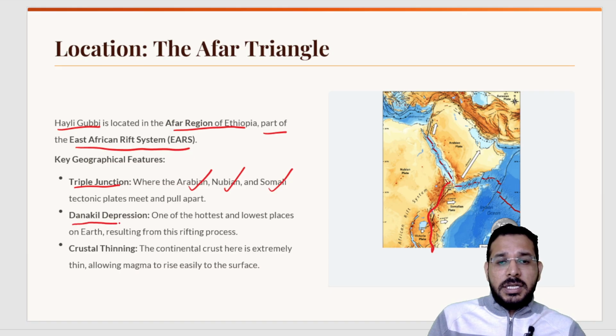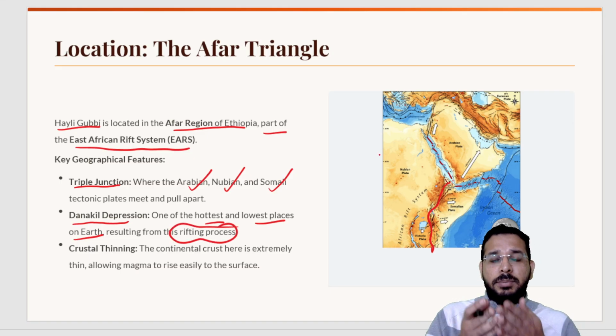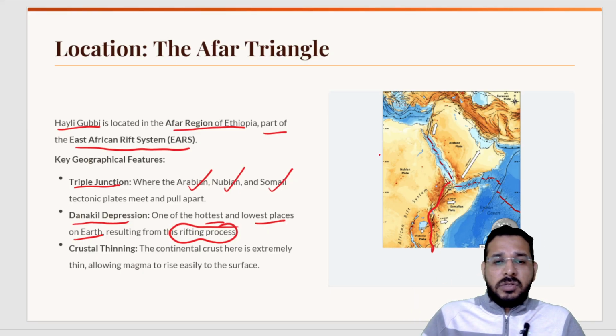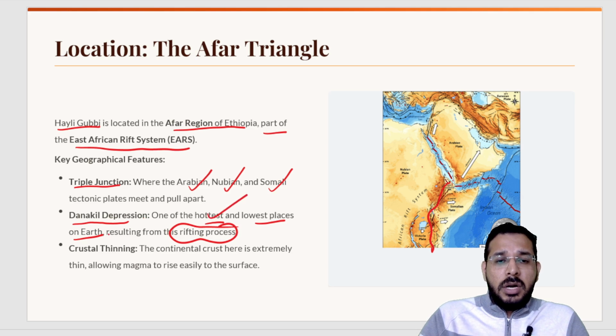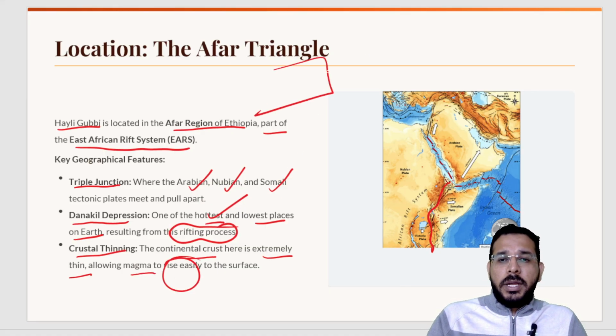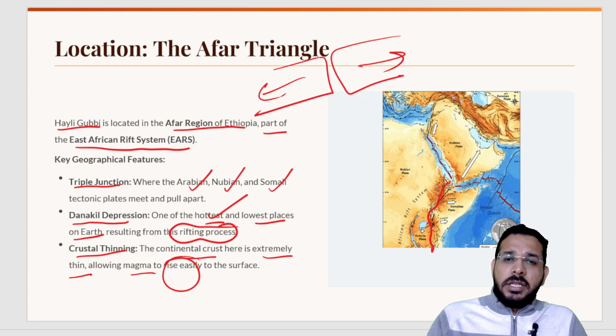Then there is the Danakil Depression, one of the hottest and lowest places on earth, present over here. Because of the rift process, where the plates are dividing, hot magma is coming up, because of which there is a very hot place called the Danakil Depression. This is also in this region. Then there is crustal thinning. The continental crust here is extremely thin because of the movement of these plates, allowing magma to rise easily to the surface. When two plates diverge from each other, a fault is created here. So space is created, because of which the magma can easily erupt out.